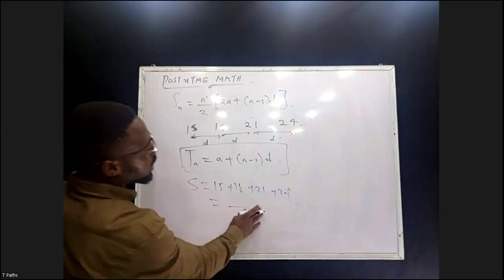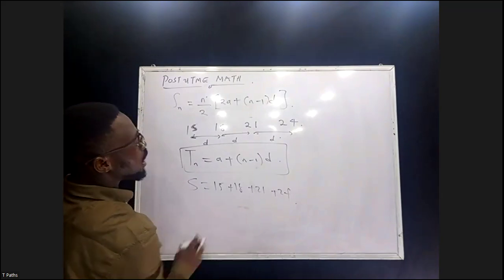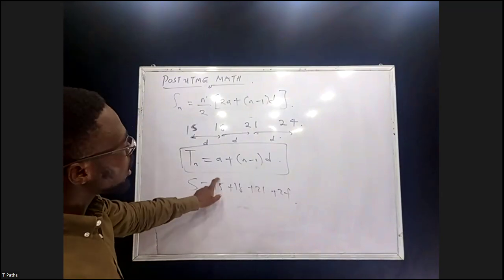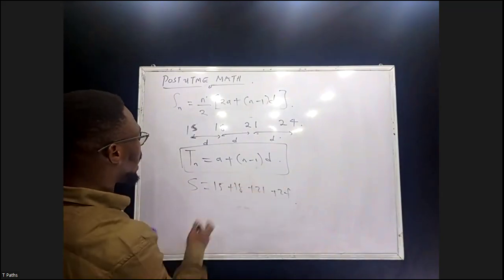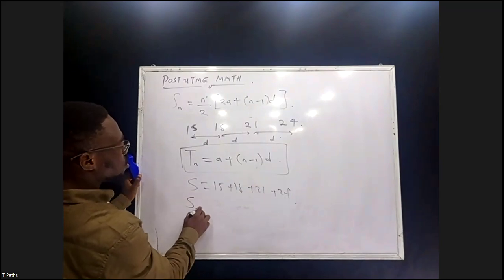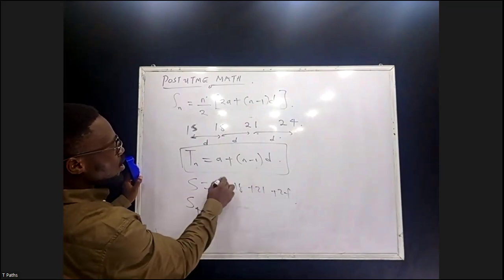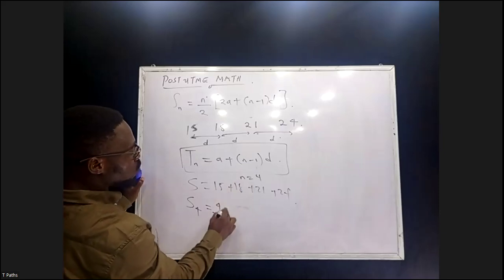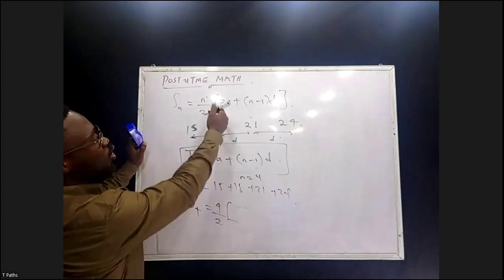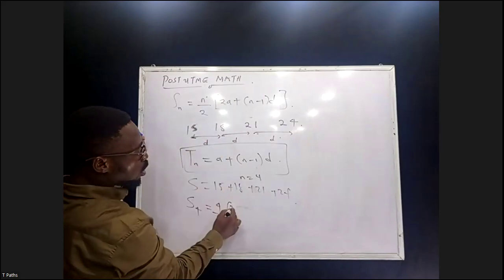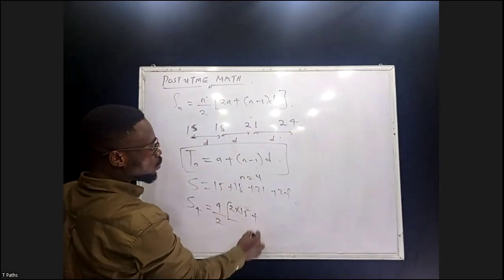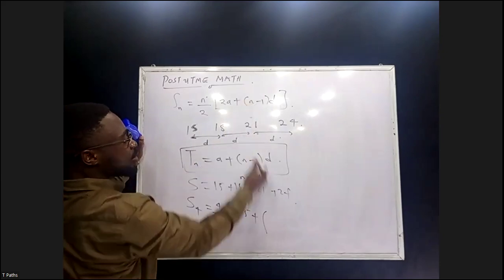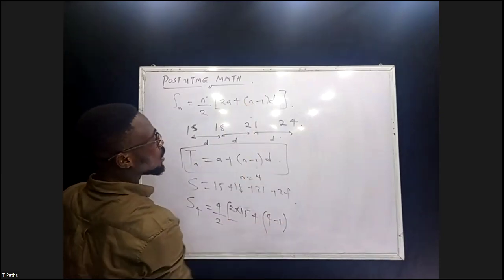Now let's assume in this family, I want to get the sum of, how many terms do I have here? 4. All I just need to do is say the sum to the 4th term, where the number of terms is 4. That will be 4 over 2 into bracket 2 times a. That will be 2 times 15, plus n is how many again? 4 minus 1.